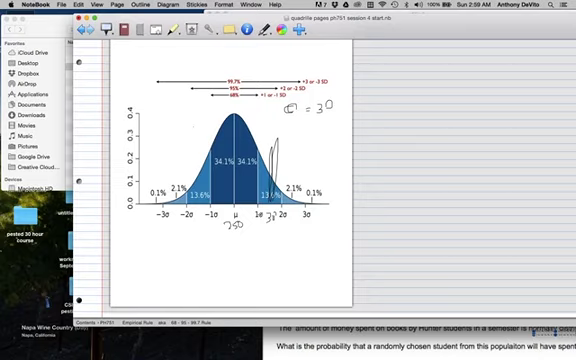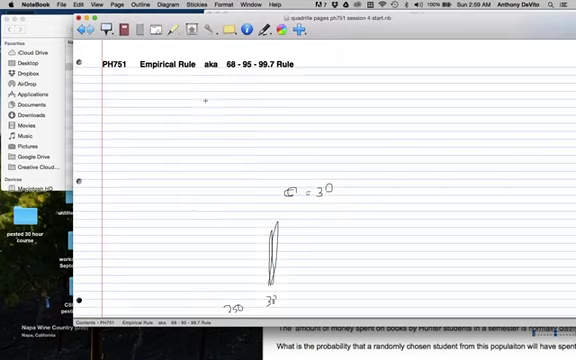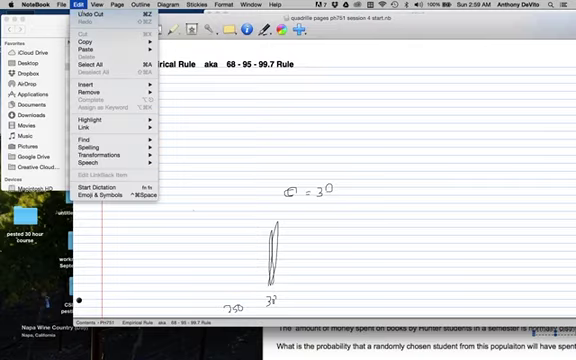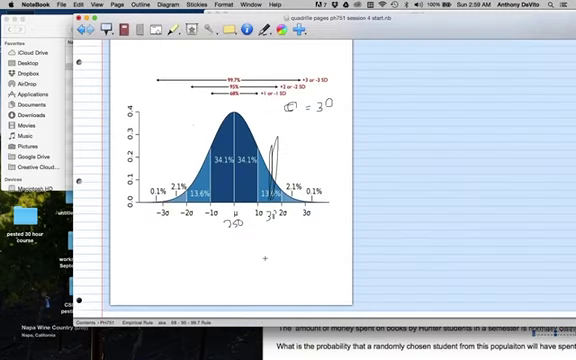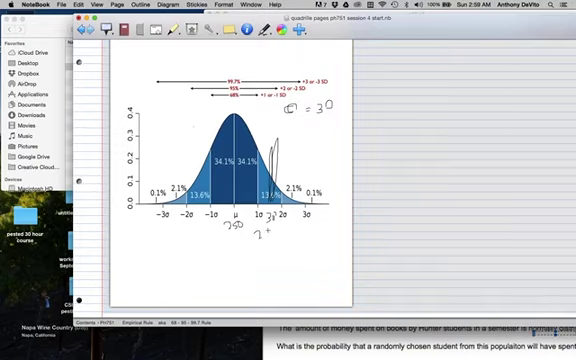I know that because one standard deviation above the mean is going to be 250 plus 30, or 280. And two standard deviations above the mean is going to be 60 added on to 250. So it's going to be more than 300, closer to 310. So I can kind of see where I'm going with this.